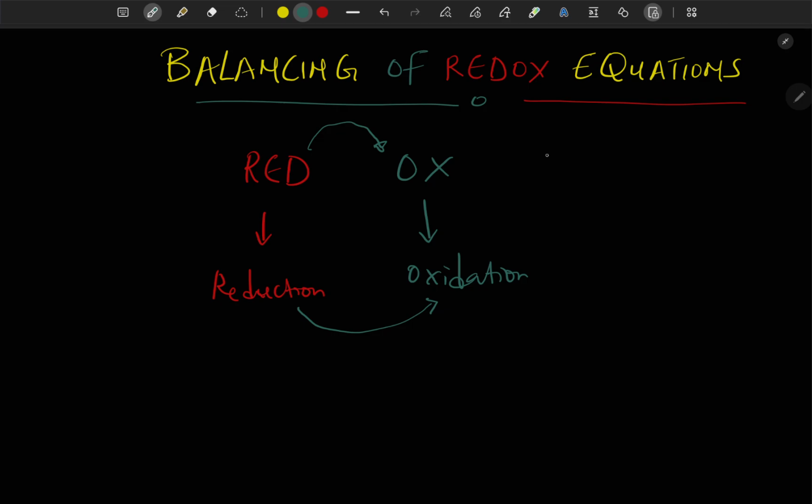The truth is that whenever you have oxidation in a reaction, it is always accompanied by reduction. So if there is a reaction where you have oxidation of a particular atom, then it must be accompanied by reduction of another atom. That is why we call it redox reaction, because both of them go together.